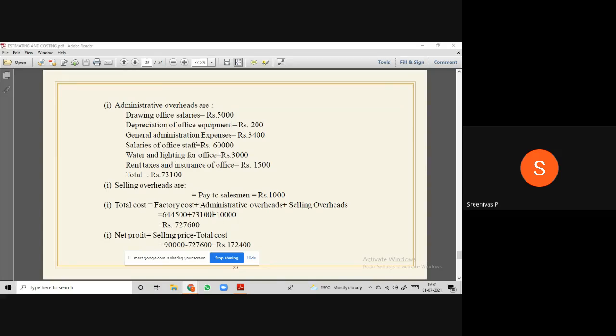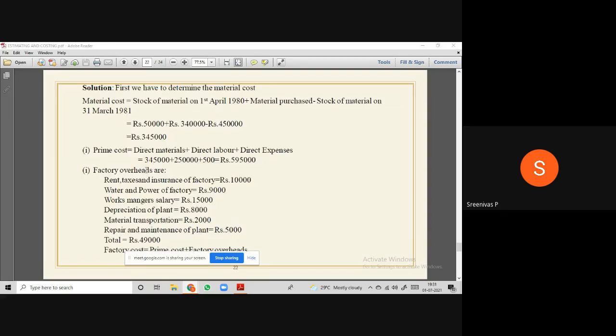Due to lack of time, I am unable to explain these overheads in detail. So we will consider depreciation also. Depreciation means that as the usage of the machines increases, its lifespan will decrease. So that is treated as the depreciation of a plant or of a machine.